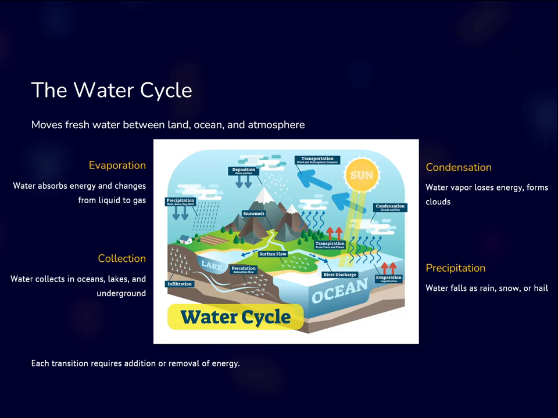Water moves among ocean, atmosphere, and land via evaporation, condensation, precipitation, infiltration, and runoff. Each phase change requires adding or removing energy. Warm seas boost evaporation. Rising air cools and condenses into clouds. That precipitation returns water to the surface and groundwater.